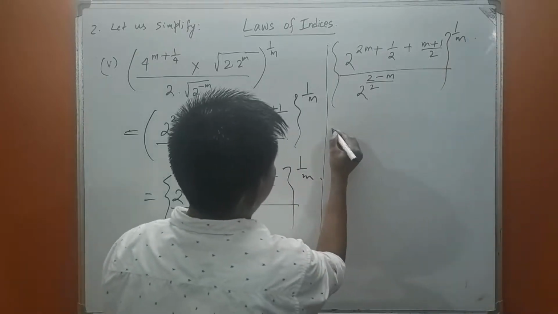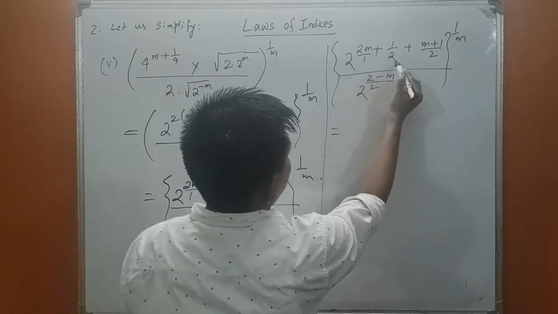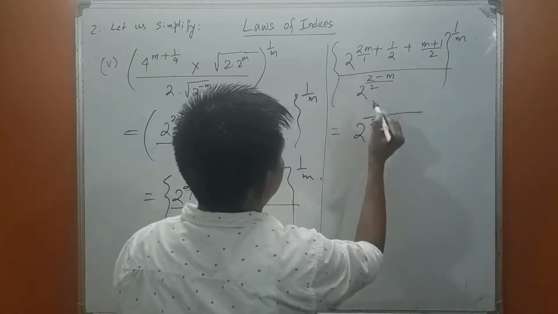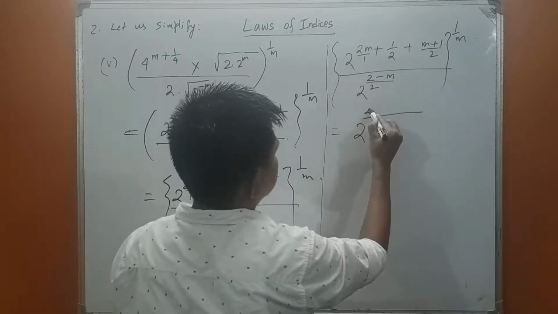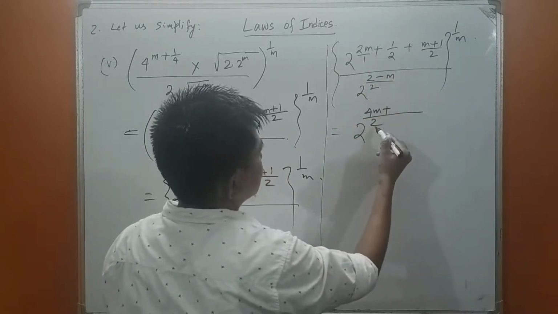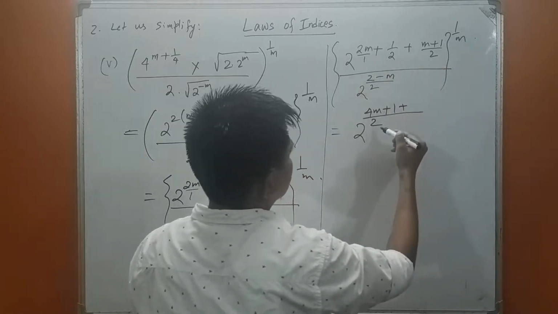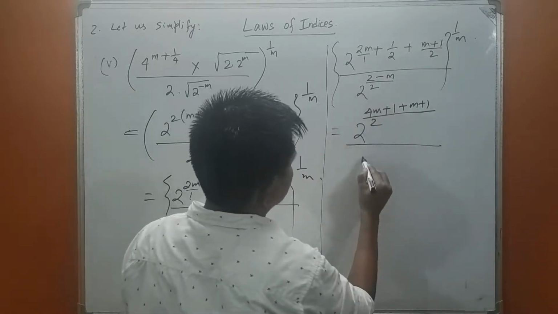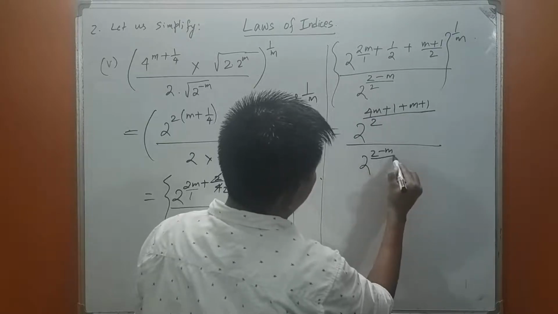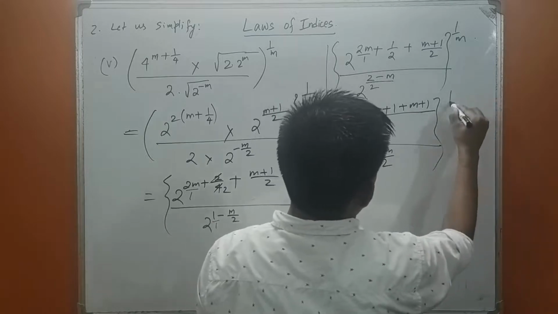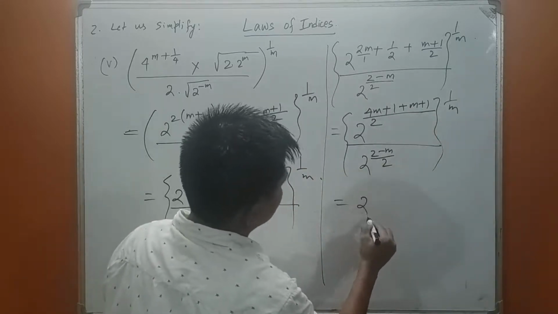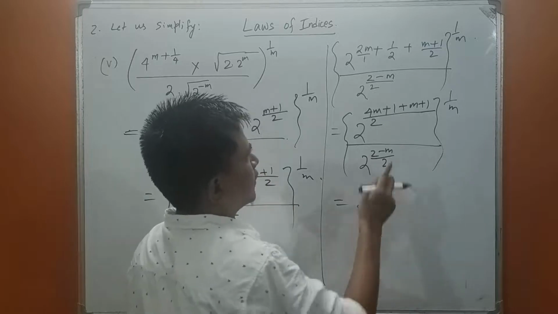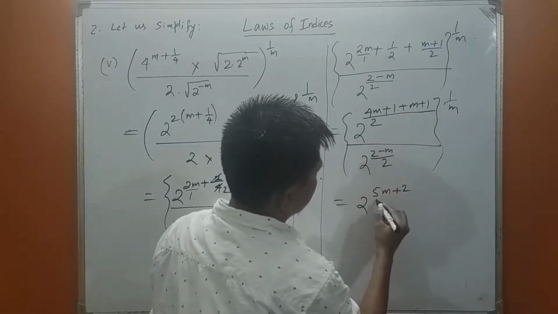So this gives us, let us take the LCM of 1, 2 and 2, 2 to the power 1, 2 and 2, LCM is 2. So in the numerator, 2 into 2 is 4m plus 2 1s are 2, that 1 into 1 is 1 plus 2 1s are 2, 1 into m plus 1 is m plus 1, isn't it? In the denominator we have 2 to the power 2 minus m upon 2 whole to the power 1 upon m. Or this gives us 2, 4m plus m is 5m, 1 plus 1 is 2 upon 2.